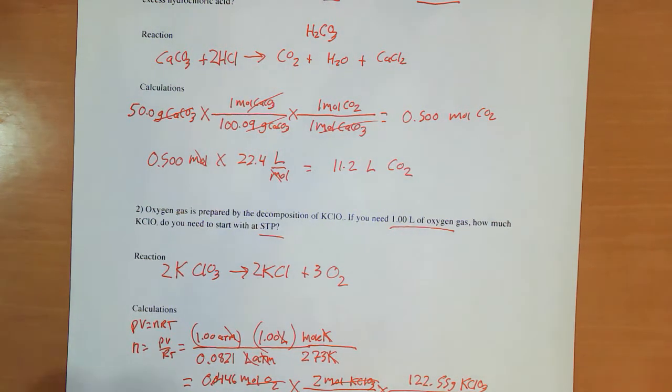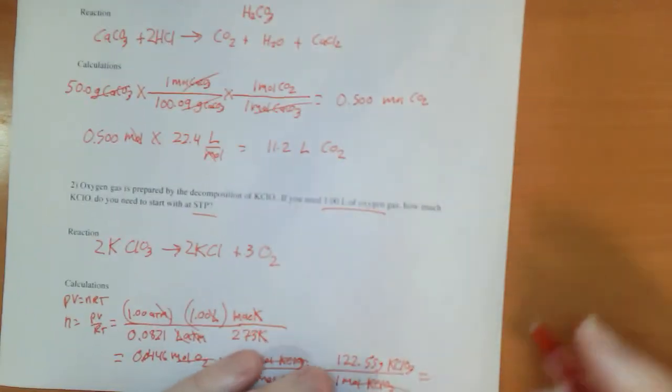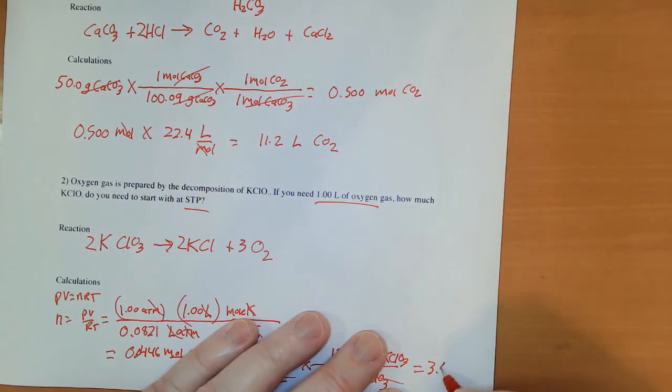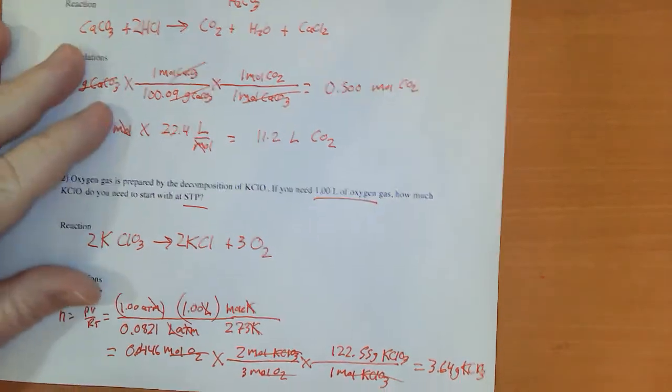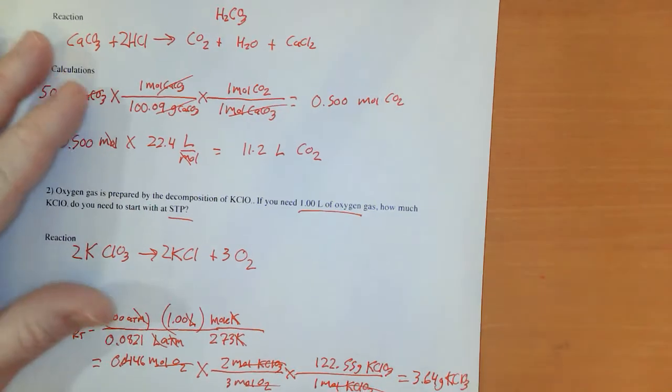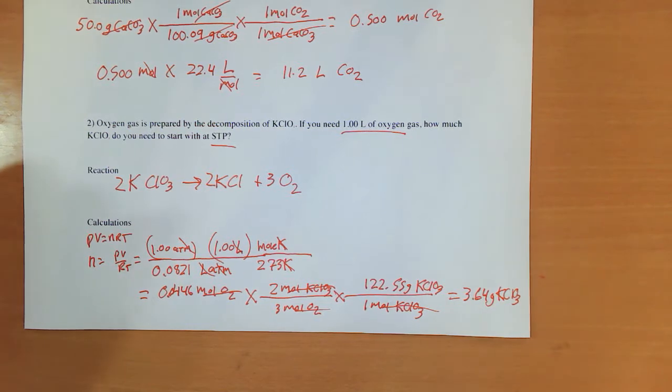You might get a slightly different number depending on which periodic table you were looking at. 3.64 grams KClO3. Okay, so get that lined up for you there. All right, pretty straightforward types of problems.